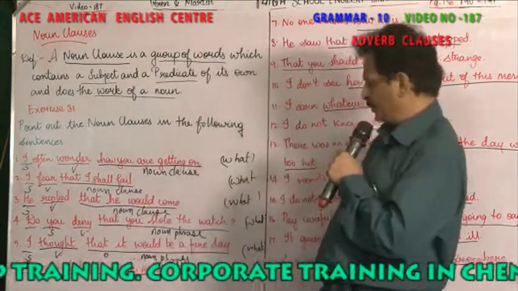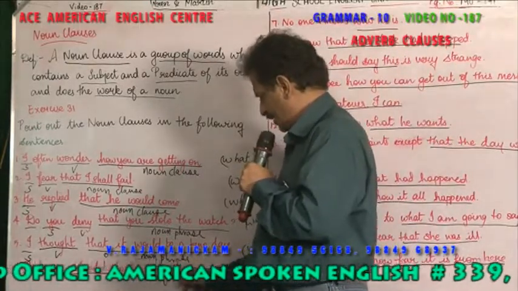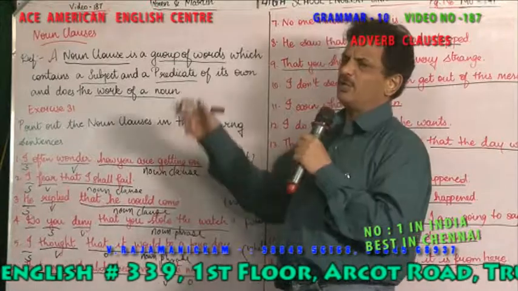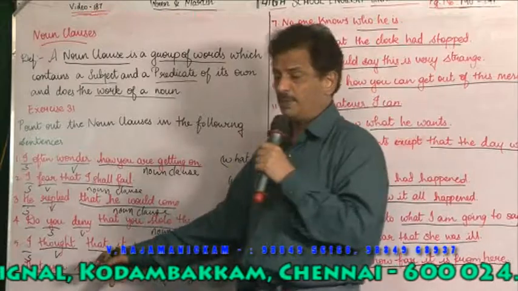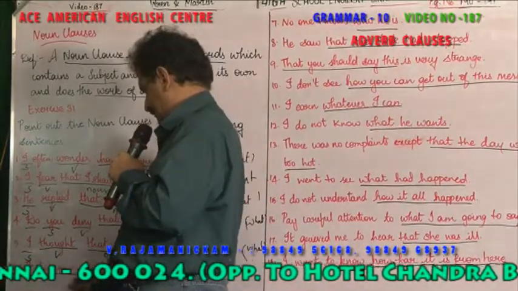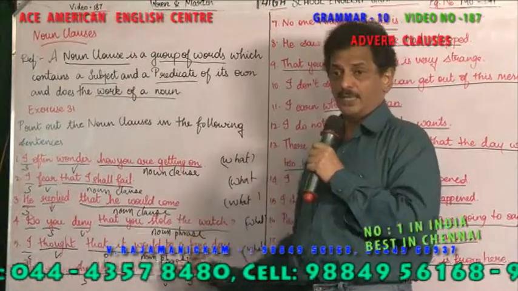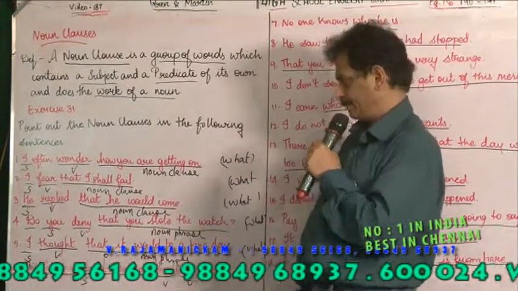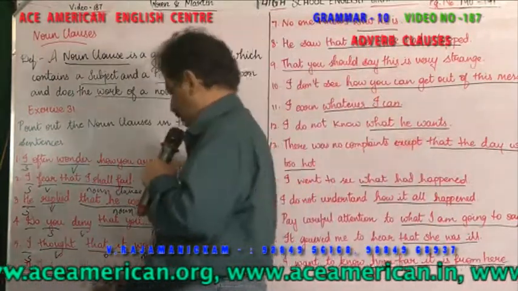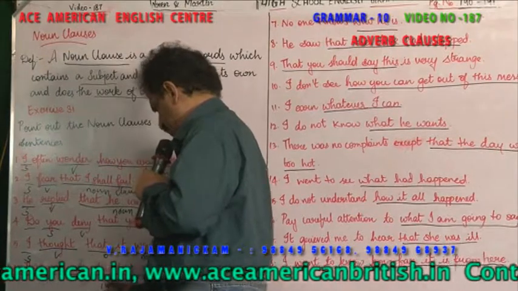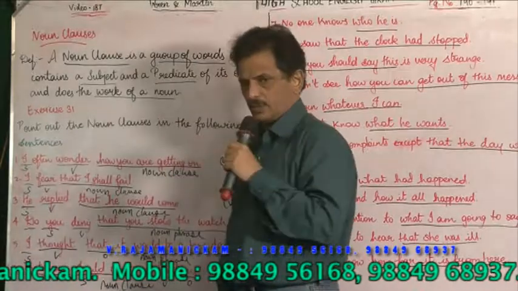That you should cheat me hurts me. Hurts is the verb, me is the object. Hurts me what? That you should cheat me. That you should cheat me comes as a subject, not as an object. That you should cheat me hurts me. That you should cheat me is the subject, and it functions like a noun. So it is called a noun clause, because you have a subject used there, and should cheat me is the verb.